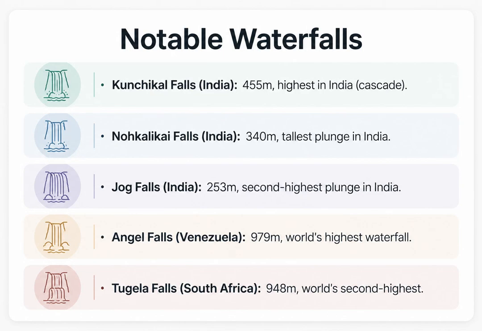In India, Kunchikal Falls in Karnataka is the highest at 455 meters, forming a stepped cascade. Nohkalikai Falls near Cherrapunji is India's tallest direct plunge waterfall. Globally, Angel Falls in Venezuela holds the record as the world's highest waterfall, dropping an astonishing 979 meters, followed closely by Tugela Falls in South Africa at 948 meters.